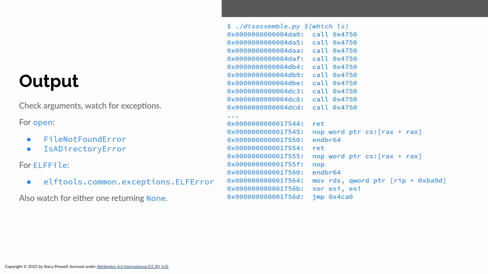Well, what if it's not an ELF file? How will I know? Well, ELF file will throw an error, and it will throw this error right here, ELF error. Great. Also, you might watch for either one of these things, either open or the constructor for ELF error returning None. Might be a possibility, something you can watch for. You can check that by asking whether the variable that's returned is None. Okay.